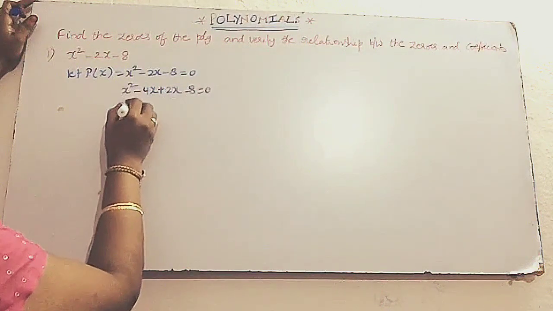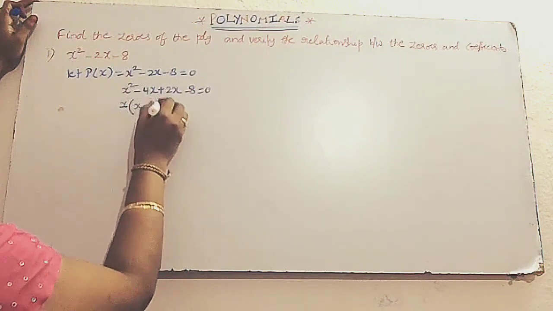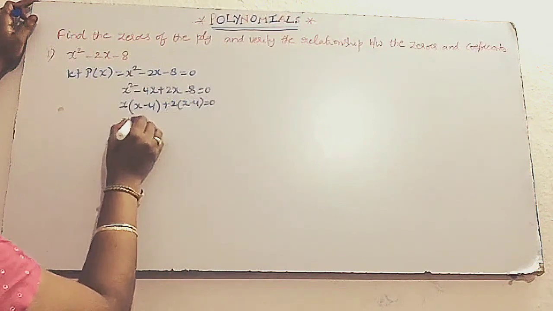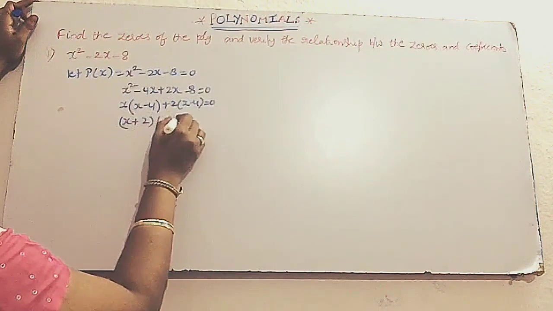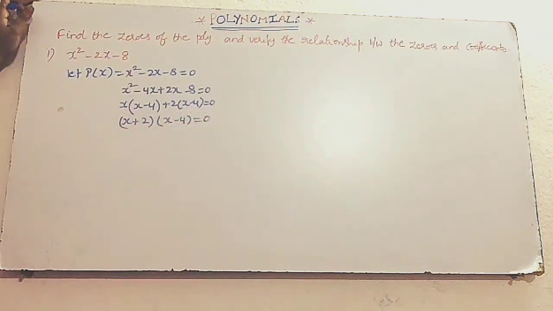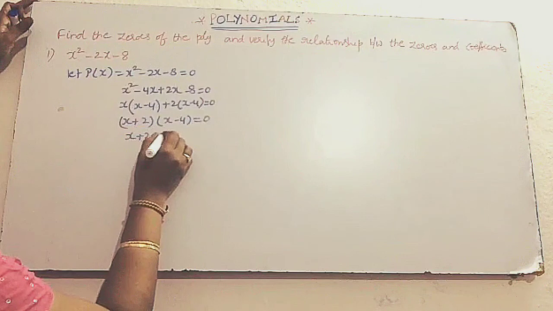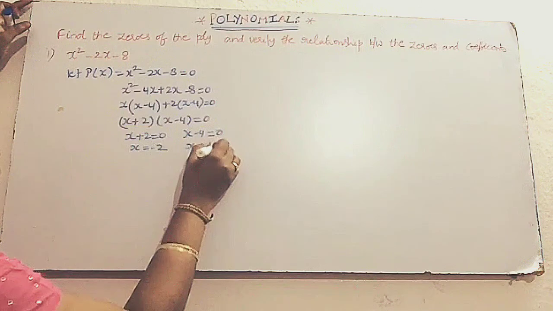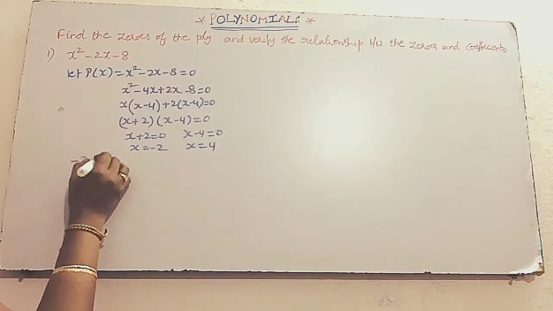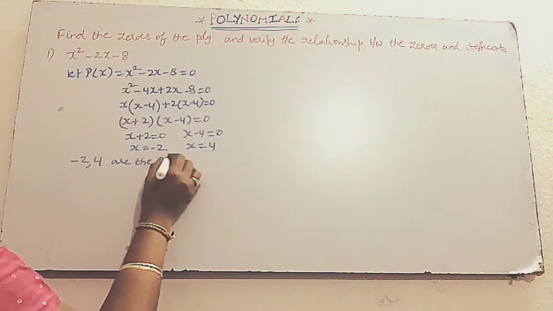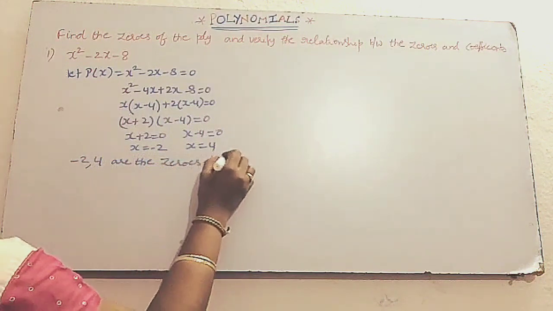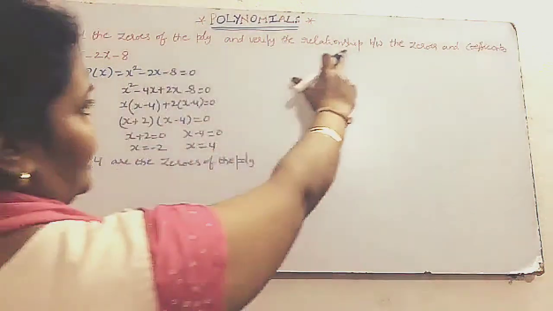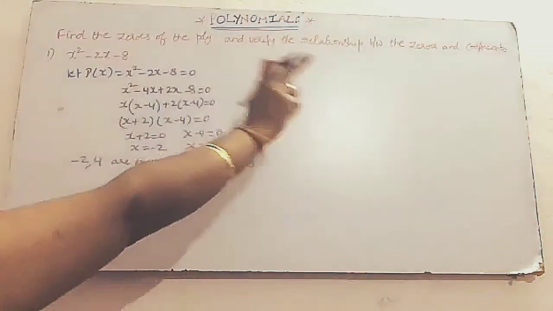Then I will take x common: x minus 4, and here plus 2 common: x minus 4 equal to 0. That means x plus 2 into x minus 4 is equal to 0. So x plus 2 equal to 0 means x equal to minus 2, and x minus 4 equal to 0 means x equal to 4. So minus 2 and 4 are the zeros of the polynomial, and they ask us to verify the relationship between zeros and the coefficients.